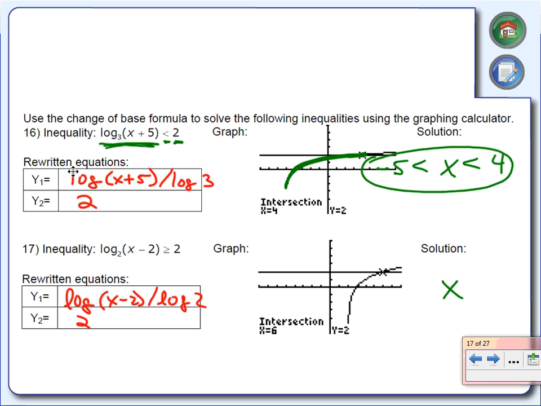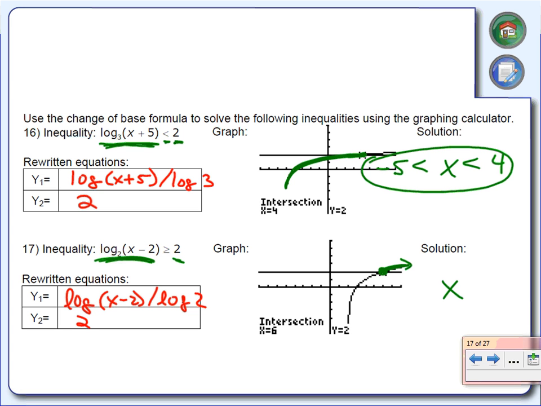All right, this is the graph we should be getting. Again, we're looking for that point of intersection, which this time is at 6, 2. That's the point of intersection. Now remember, this time the inequality says, when is the function greater than or equal to 2? In other words, when are the y values greater than or equal to 2? Well, that's going to occur above the line. I'm referring to this part of the graph right here. Everything above that line would have y values that are greater than or equal to a 2.